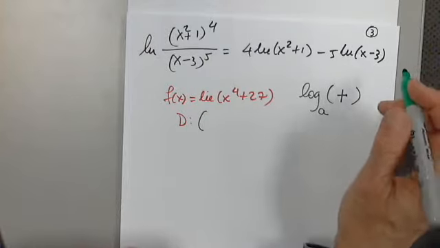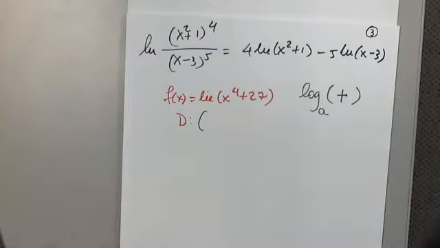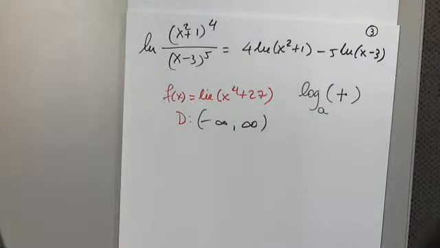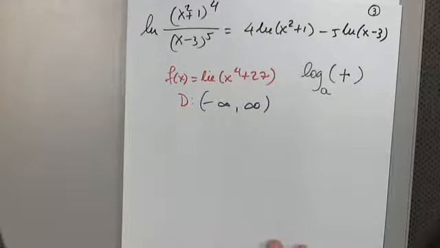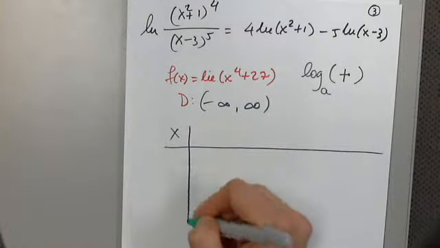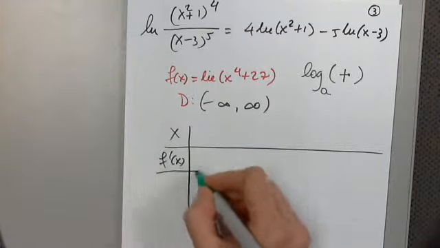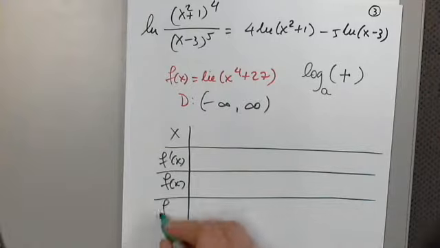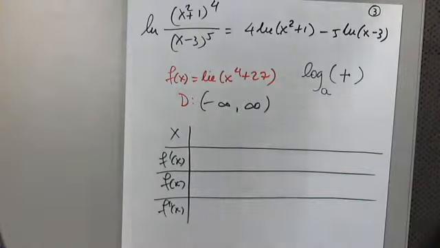Only positive. Good. So let's look at x to the 4th plus 27. It will never be negative. Will it be 0? No. So then the function is defined everywhere. So we get the chart or the table going. Very good.